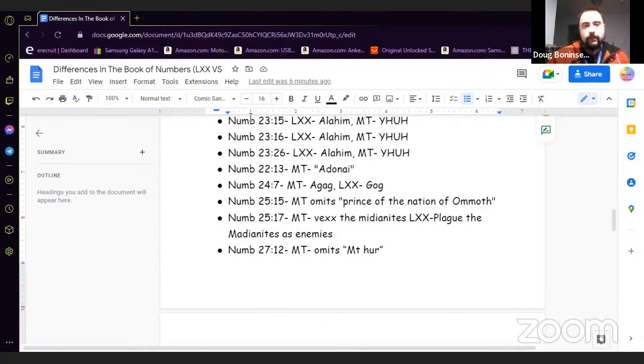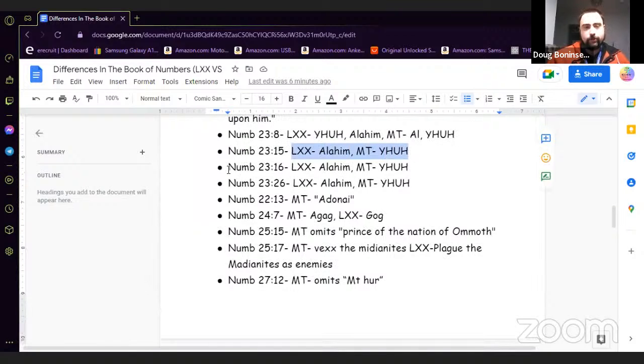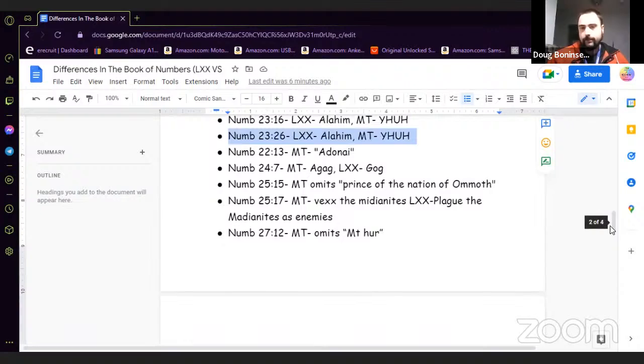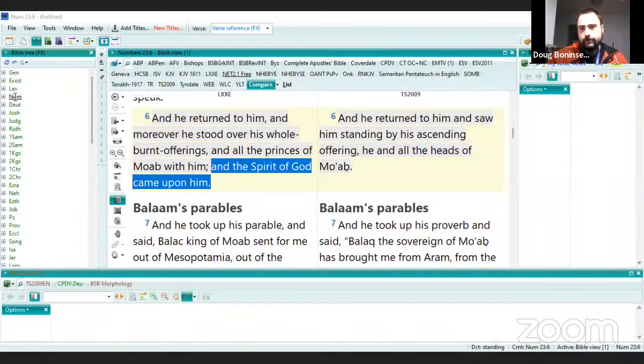But Numbers 23:15, the LXX has Elohim, the Masoretic text has Yahuwah. Numbers 23:16, the LXX has Elohim, the Masoretic text has Yahuwah. Okay, all right. And let's see here. Oh my goodness. Numbers 22:13 has Adonai. So now we're going to go to Numbers 22:13. After that, we'll be going to chapter 24.